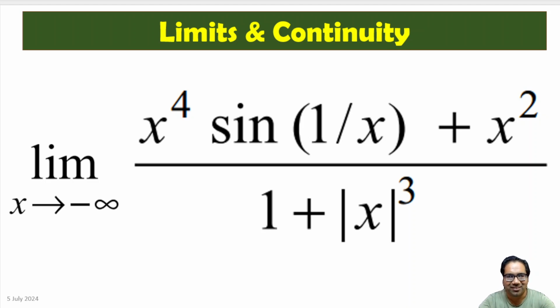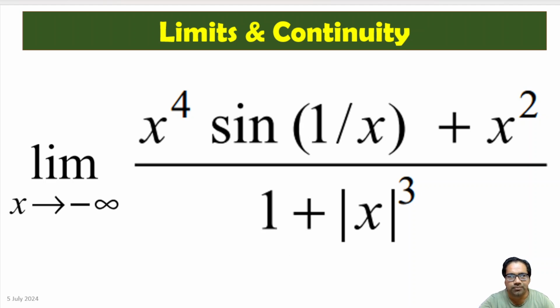We have this limit, x tends to minus infinity, of (x^4 sin(1/x) + x^2) divided by (1 + |x|)^3. We have x tends to minus infinity, we have sin(1/x) also, and we have the absolute value of x at the same time, raised to the power cube also. Okay, so let us do something.